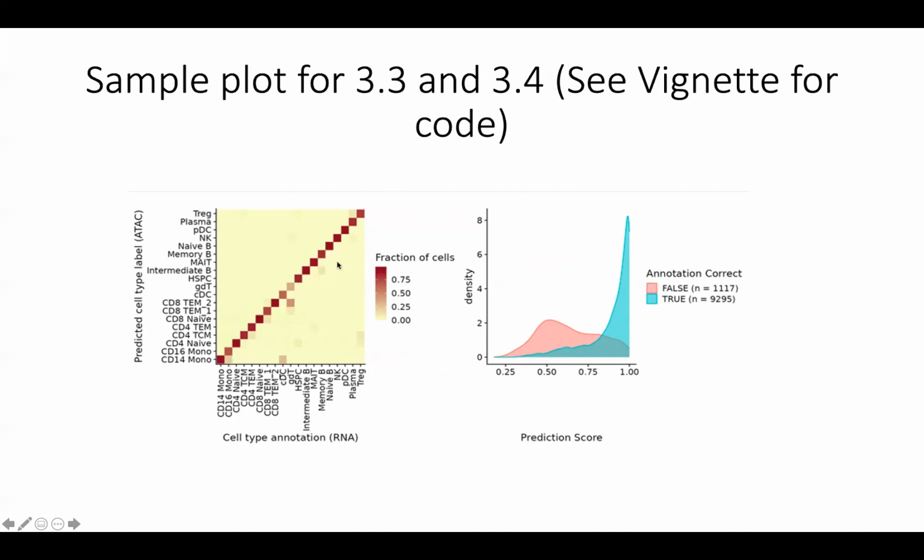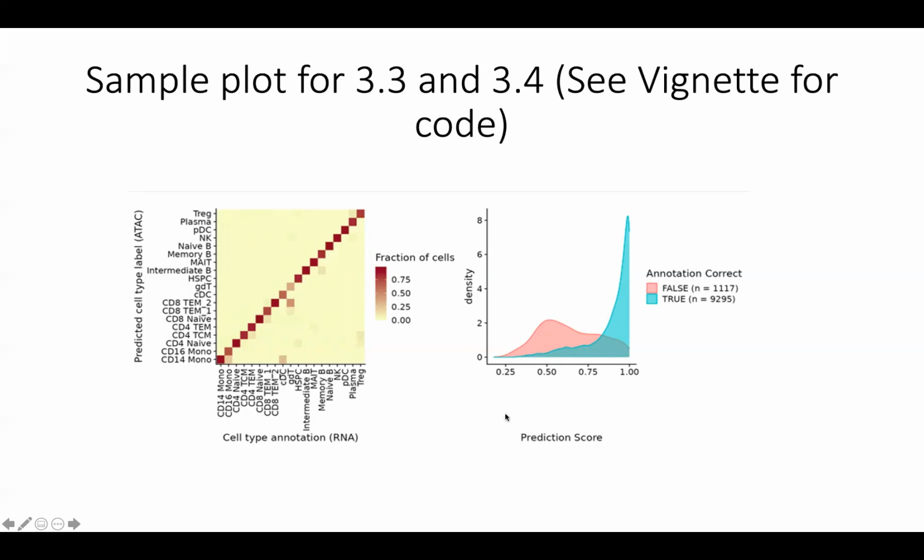This would be evidence that the label transferring method worked well, because almost 100% of the time, or I guess 80-ish% of the time, if you predicted, for example, a CD14 positive monocyte, that's what the true ground truth label was. And so this is just judging the accuracy of that label transferring method.